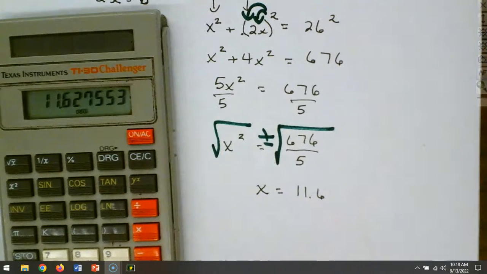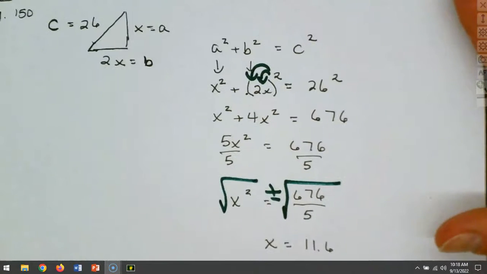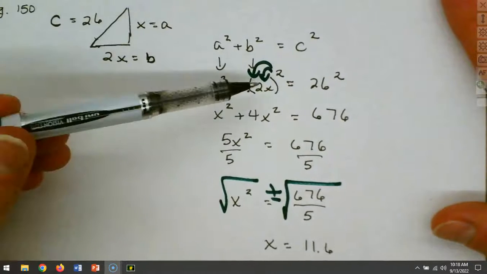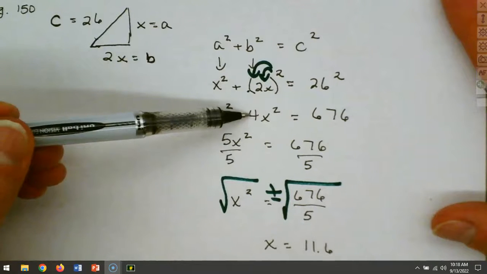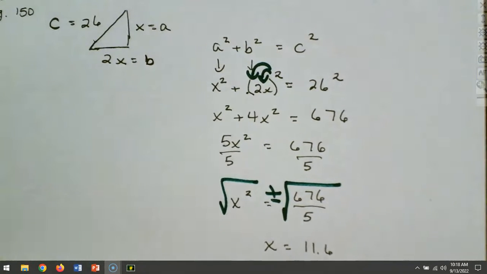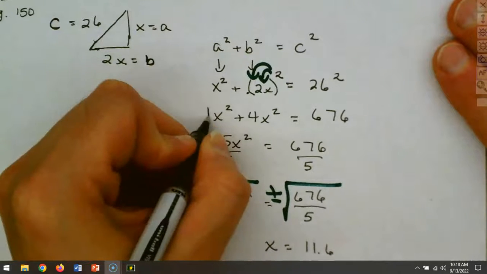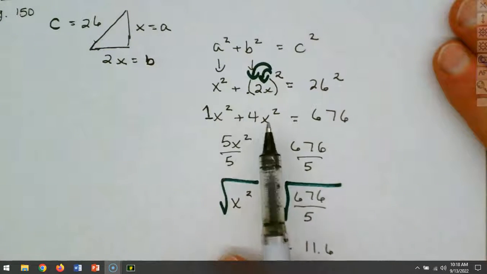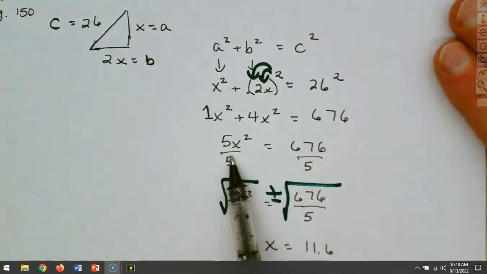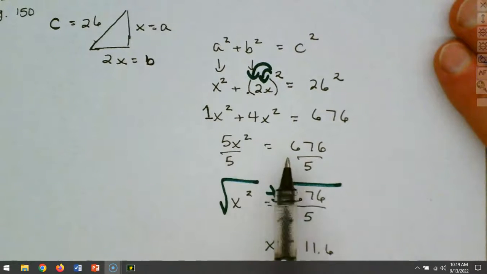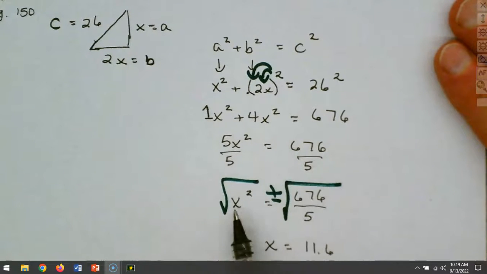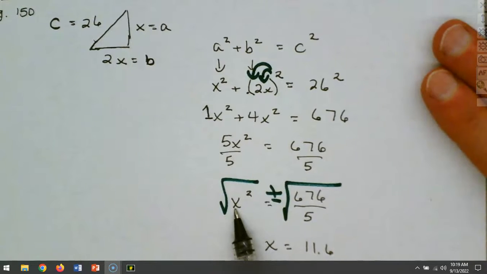Is everyone okay with that so far? Does everyone see where I got that from? Let's go back and review. So I squared that out. That gave me the 4x squared. Now, what are we going to do? Well, we can't use zero factor, right? We're going to use our square root property because all we have is that x squared. So I combine them together. Remember, this is 1x squared here, right? So when I put them together, that gives me the 5x squared. I divide it. I left it as a fraction. Then how do you get rid of a square? You take the square root, right?